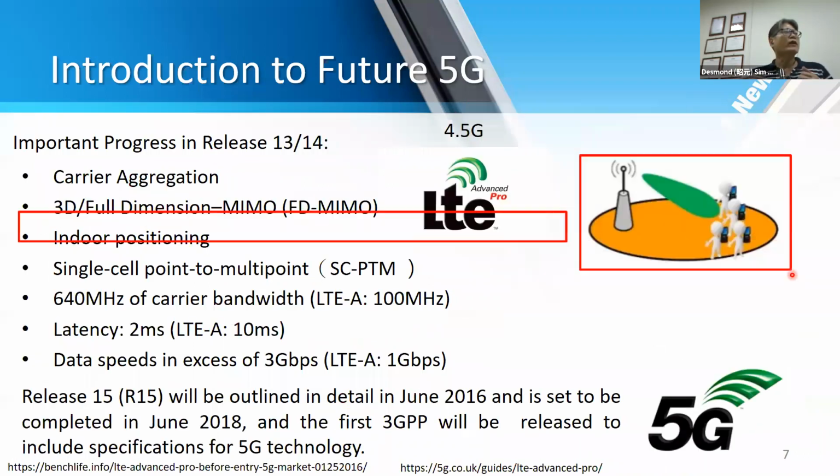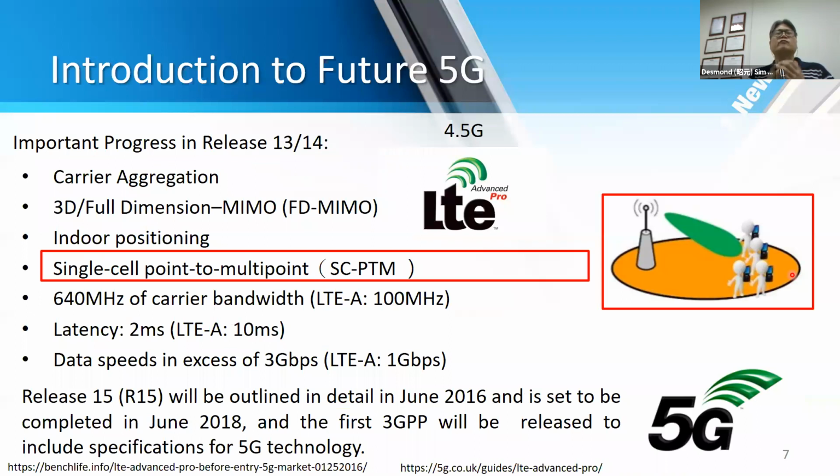So what is 4.5G at the moment? Remember, for 4.5G we are using carrier aggregation, 3D full dimension MIMO, which I'll explain later on, and especially single cell point to multi-point. But this will change as 5G arrives, because we are using what is so-called massive MIMO technology that I will introduce later on. Release 15 for 3GPP was detailed in June 2016 and has been completed, so now we are moving to release 16. But at the moment we are stuck in release 16 and not moving forward because of COVID-19.